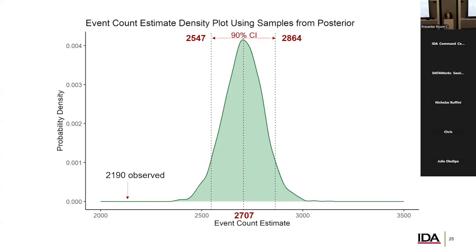If we apply this technique, you're looking at the posterior distribution here, and we take a 90% credible interval, and it ranges from about 2,500 to 2,800. So the true number of losses is probably around 2,700, not the 2,190 that we observed. So we have some formal way to estimate the number of events we probably didn't know about out there. It's quite a few.